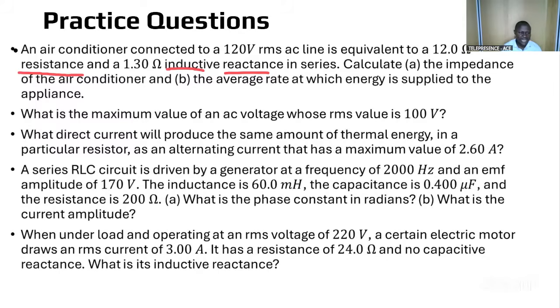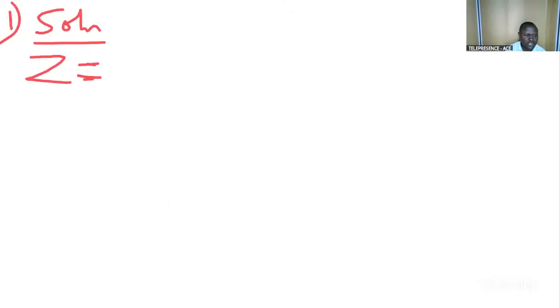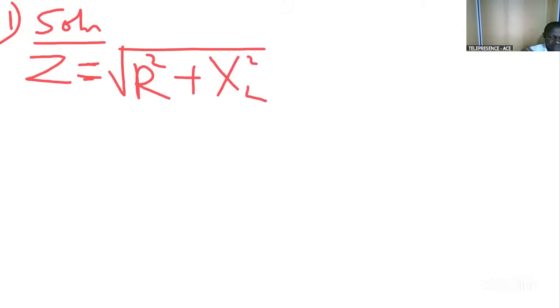Now let us look at the given elements. We have the resistance, that is R, and we also have inductive reactance. There's no capacitive reactance, so we only have two elements. The impedance will be the square root of R squared plus XL squared, because XC is 0. So all we need to do is put in the given parameters.